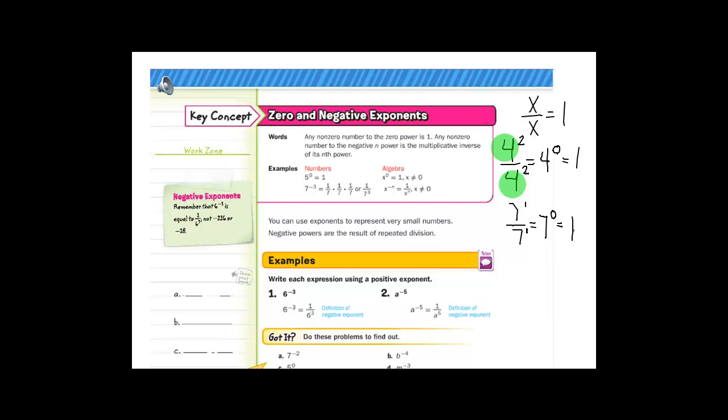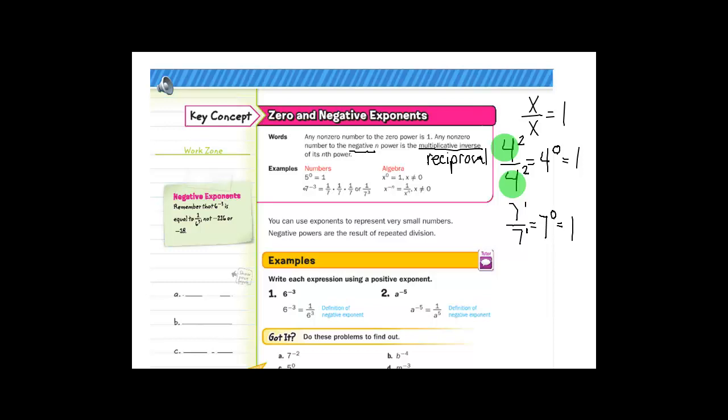Now, let's talk about negative exponents. It says right here in the definition, any non-zero number to the 0 power is 1. That's what we just did. Any non-zero number to a negative power is the multiplicative inverse. Now, multiplicative inverse is a fancy word for reciprocal. And you remember reciprocal is a flipped fraction.